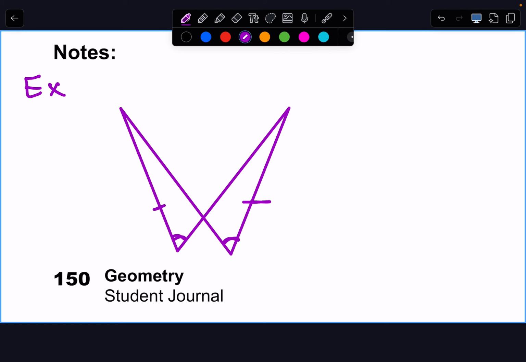Now, is there anything that I can mark to help us out, Micah? Thank you for using that vocabulary too. We have vertical angles right here. So notice how I have two sets of congruent angles and a congruent side. But is the side in between the angles? So this is angle, angle, side. It is important that you put the S in the correct place.